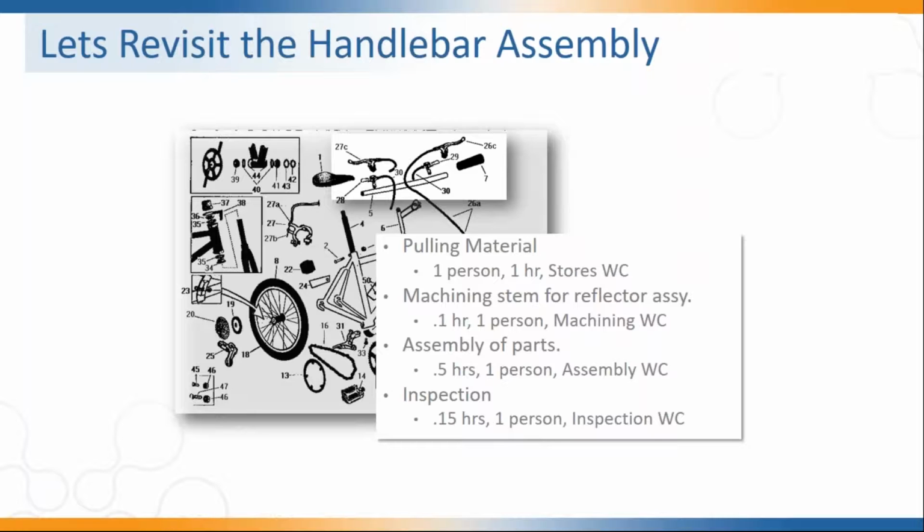Well, looking at the capacity that is required to build this handlebar assembly, we now know that we need one person in the stores work center for an hour. We need 6 minutes of one person in machining. We need another half hour of one person in assembly. And we need 9 minutes in the inspection department to perform that final inspection. So we're beginning to develop some knowledge that the capacity planning system will be able to use in order to determine whether we're going to be able to meet our schedule or not.